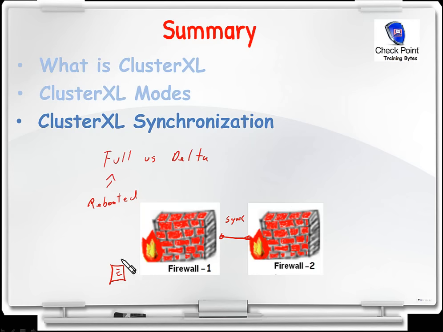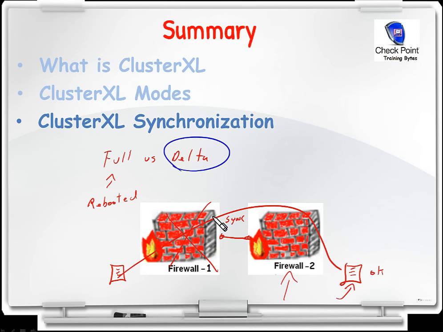The members will provide all the kernel connections that they know about to this new member that's joining the cluster. So in case there is a failover, this machine that's joining the cluster will know about all the existing connections, and no connections will be dropped. Then we talked about the delta sync. The difference is that after the full sync has been completed, new connections being processed by the firewall need only update these individual connections.